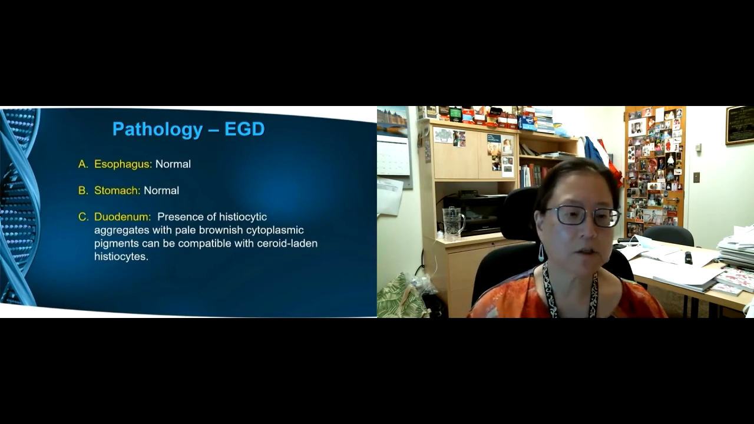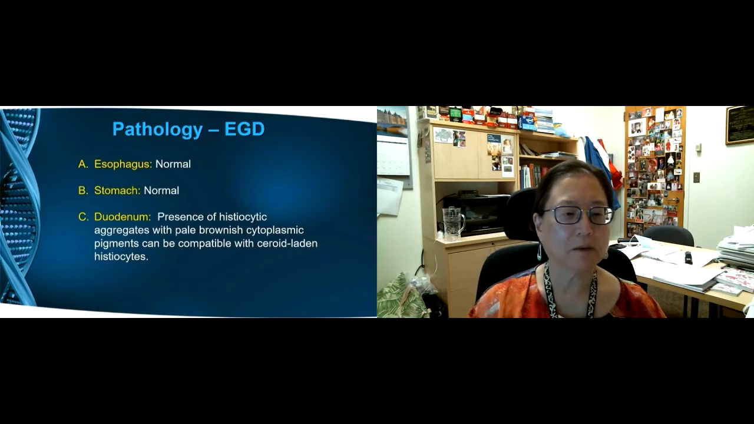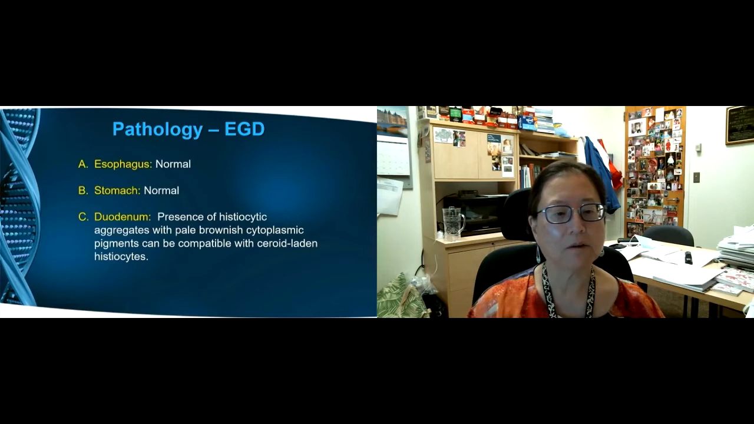We usually do biopsies when we do upper endoscopies in children, and a biopsy of the esophagus was normal, a biopsy of the stomach was normal. And the duodenum showed the presence of what the pathologist called histiocytic aggregates with pale brownish cytoplasmic pigments that can be compatible with ceroid-laden histiocytes or macrophages, which are a type of cell.